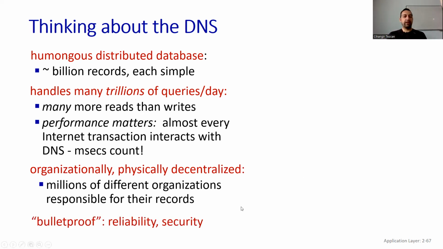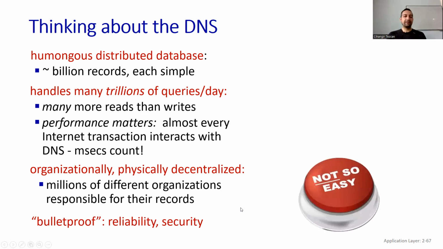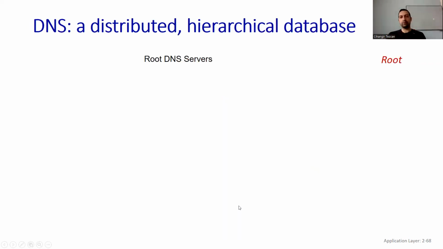Bulletproof, we need reliability, security. And this is not easy. So there are some DNS attacks, actually, which we will be talking about. After we finish talking about layers and talk about cryptography, we will talk about attack types. But you can guess what kind of things you can do, DNS spoofing and so on.